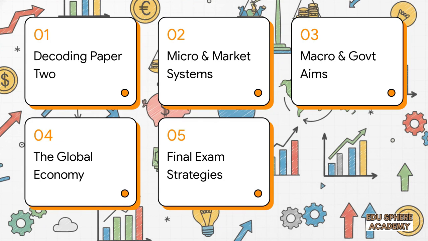Okay, here is our roadmap for the explainer. 1. Decoding Paper 2. 2. Microeconomics and market systems. 3. Macroeconomics and government aims. 4. Navigating the global economy. And finally, number 5, final exam strategies.